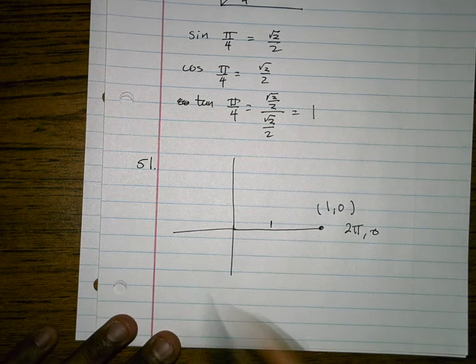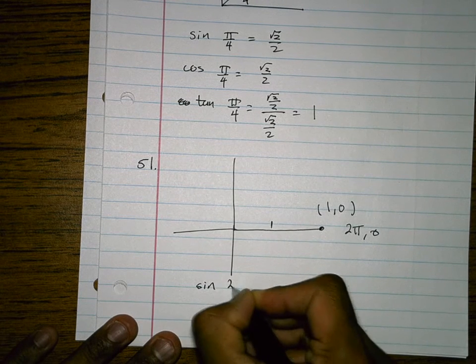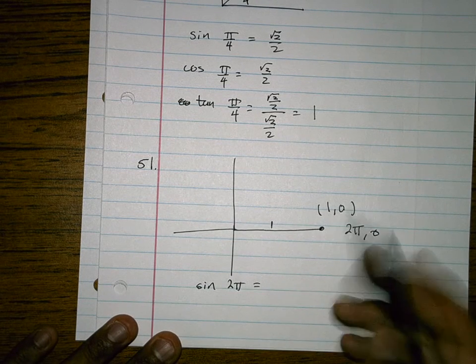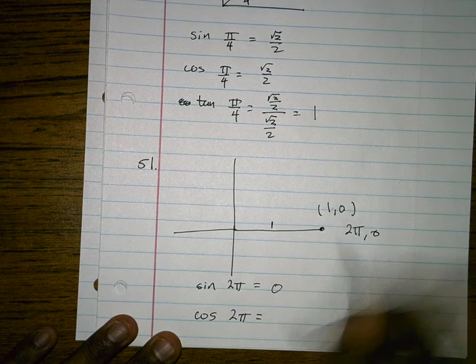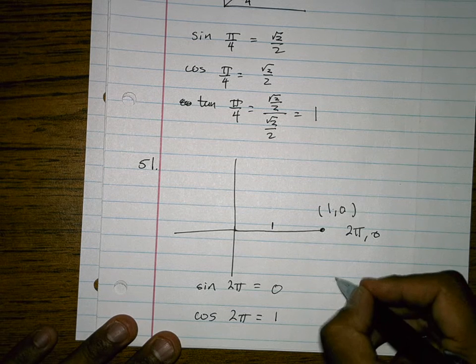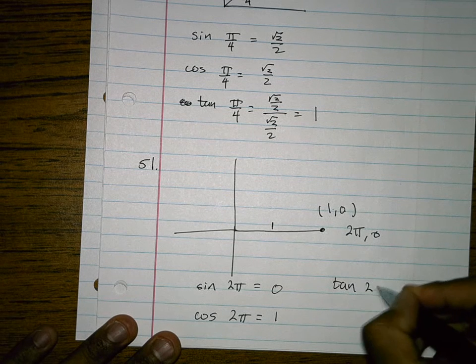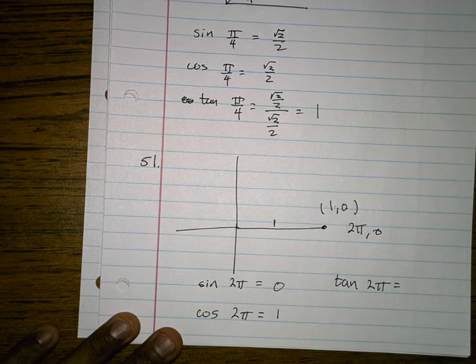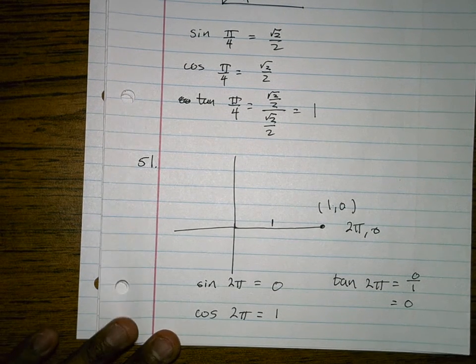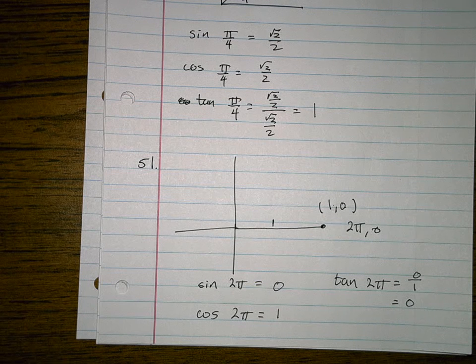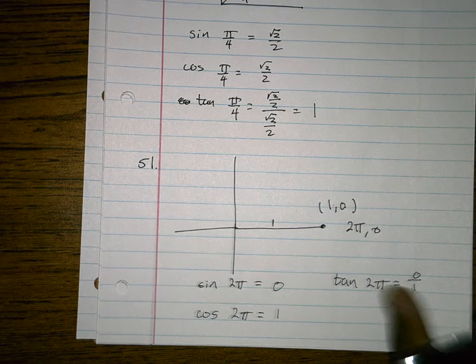Okay. So same thing, the sine of 2 pi is equal to the y-coordinate over the radius, the cosine of 2 pi is equal to the x-coordinate over that, and the tangent is equal to the y-coordinate over the x-coordinate, and so that is 0. Okay, that is 0. So that was number 51. Okay, moving on to number 59.